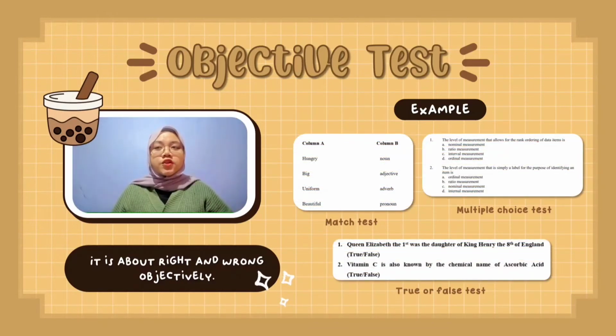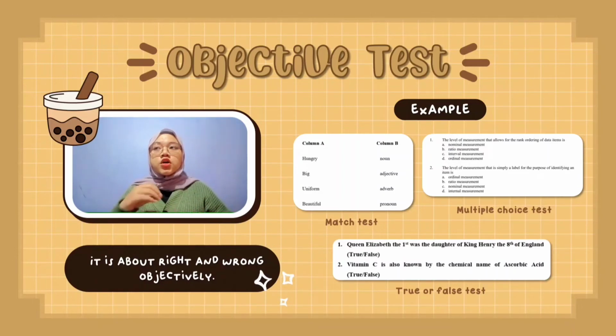Okay, now we go to the next material, which is about the objective test. The definition of an objective test is a test where the answer is either right or wrong. In this test, there are answer choices like A, B, C, or other options that must be chosen objectively, but sometimes you also need to answer with complete statements.